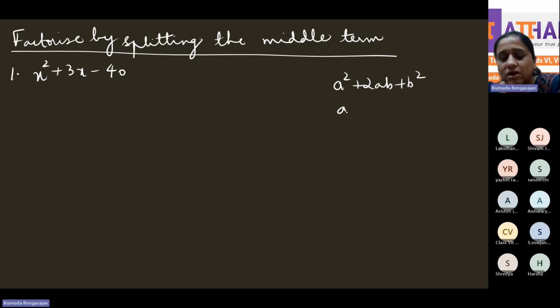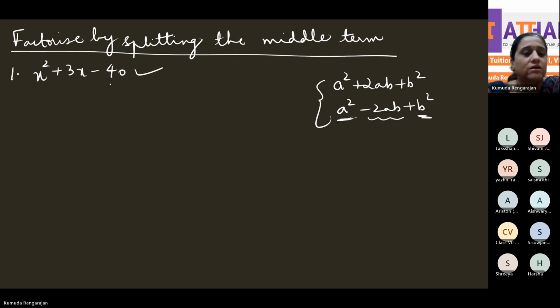terms are positive. When you write a square minus 2ab plus b square, you see that the perfect squares, a square and b square, are positive. Only the middle term is negative. But compare these two with this one: x square, and that last term is not a perfect square, and it's also negative. It's minus 40. 40 is not a perfect square, and the other thing is it's negative.